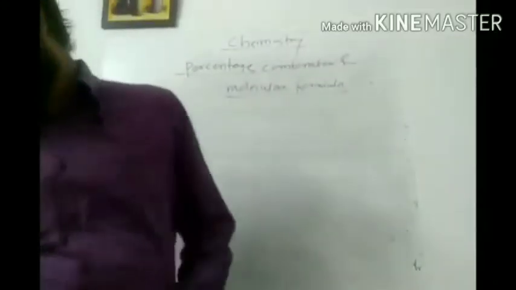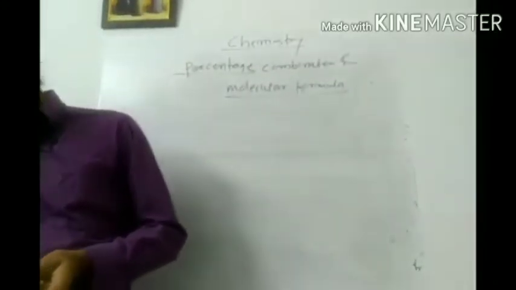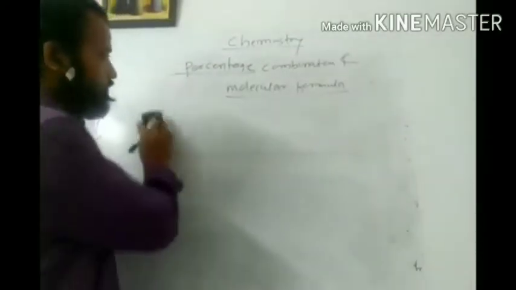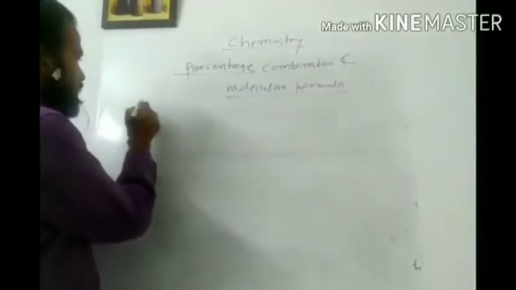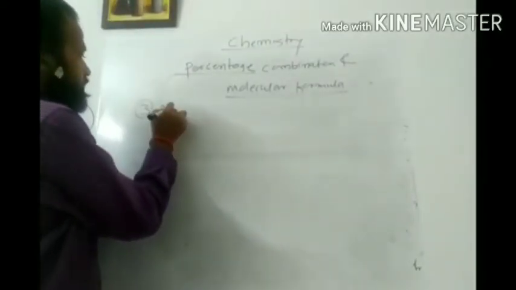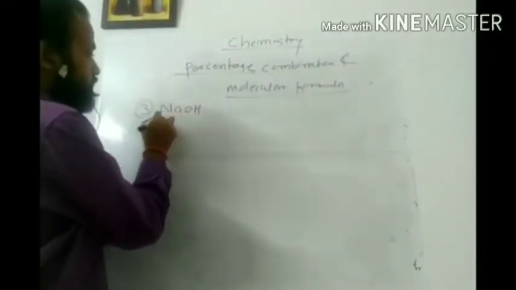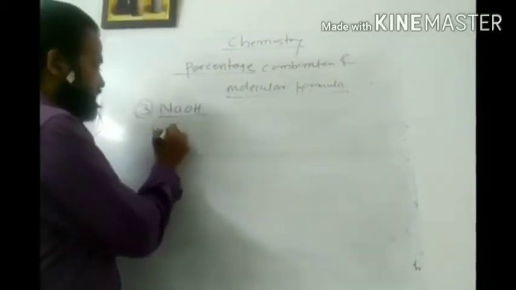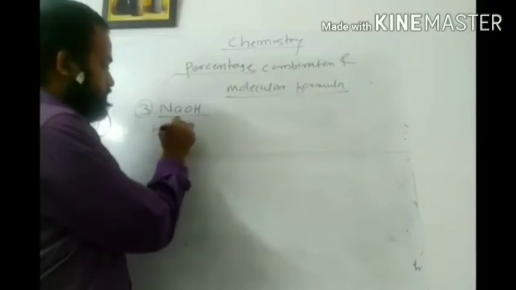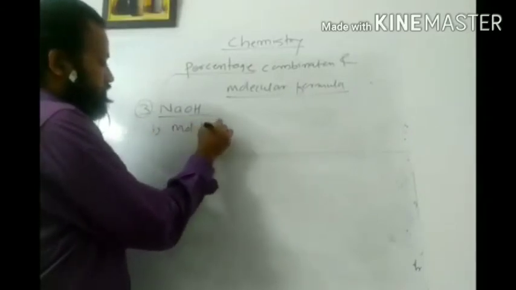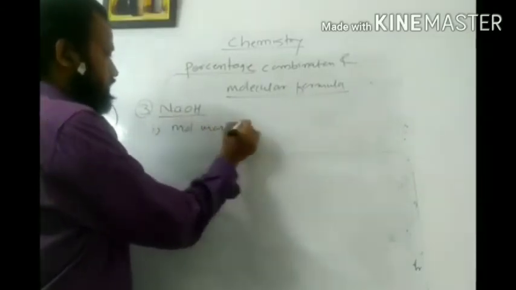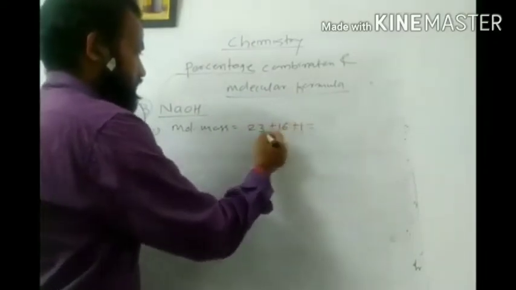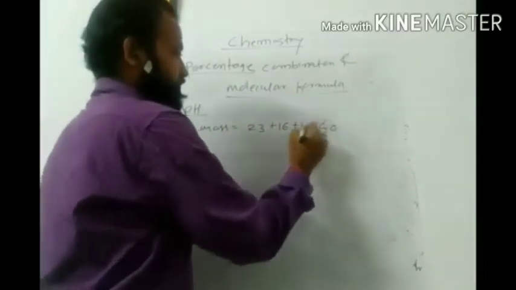So simply I am taking, let us say, the third example, NaOH, sodium hydroxide. For which, as I already discussed, the first step is to calculate the molecular mass. So here sodium is 23 plus 16 plus 1, so 23 plus 17 is 40, isn't it?